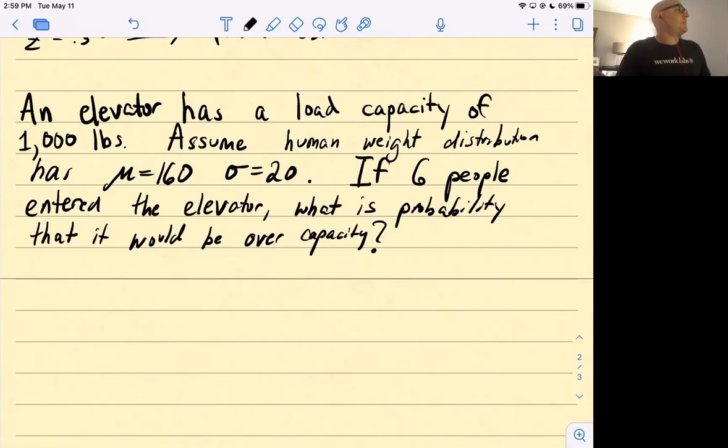Okay, so what do you guys think would be a good random variable to introduce here? So we have 6 people, each of them has a random weight, but what are we really interested in measuring?